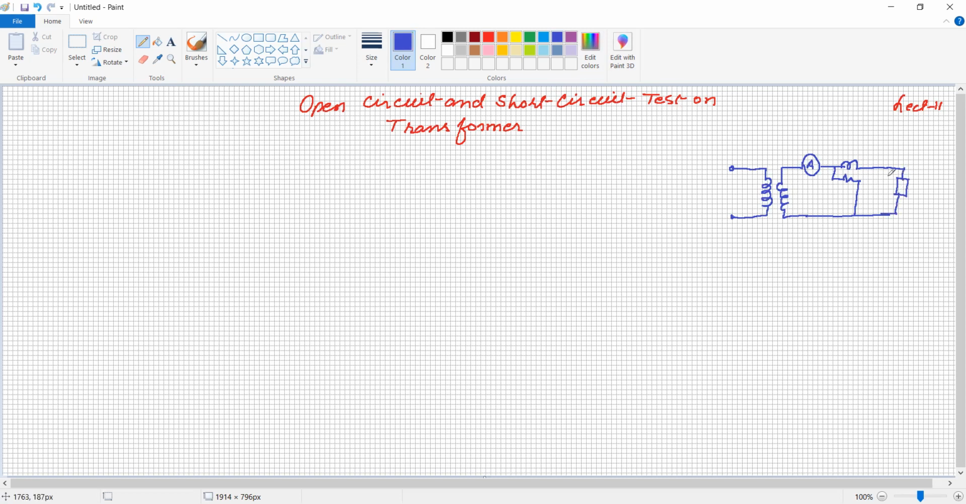Here the output of the transformer, say W2, is the output power measured across the secondary voltage of the transformer. Similarly, in the primary side, an ammeter can be connected. Again, there is a wattmeter. So with the help of these instruments, the input power W1 and output power W2, the ratio of W2 divided by W1 is the efficiency of the transformer.